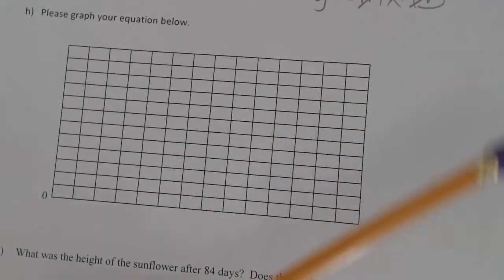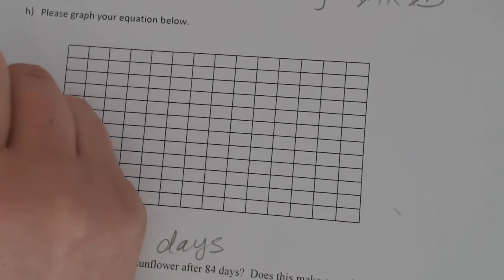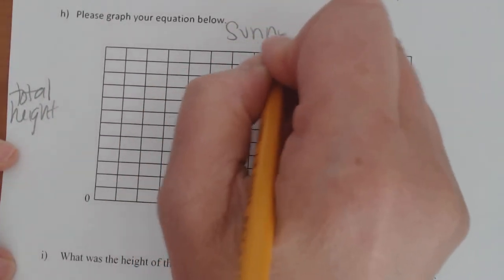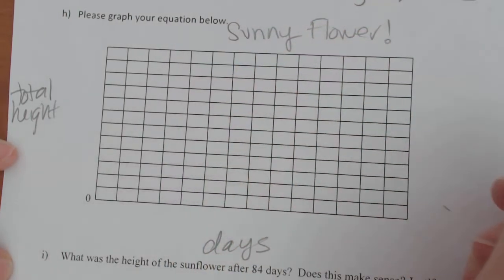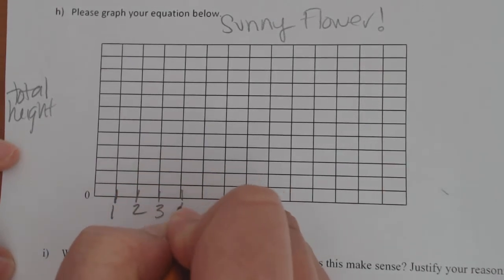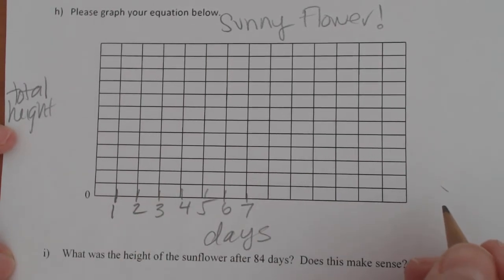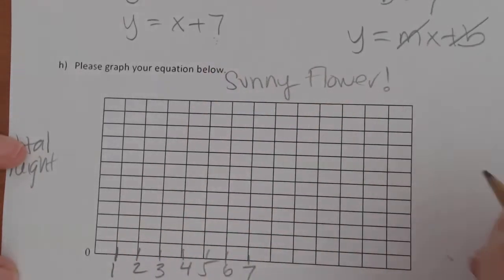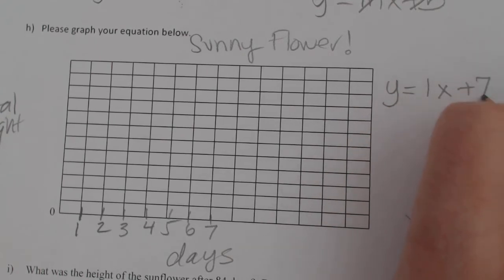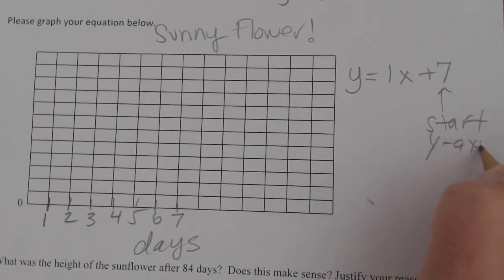Please graph our equation below. Okay, so remember, days and height. I like total height. Days and total height. There you go. And this is my, let's call it, sunny flower. Cool title. All right. So days. Let's go by ones. 1, 2, 3, 4, 5, 6, 7. And then my height. We know my height started at 7 because that was my b. This is where it starts. I'm actually going to write that down right here: y equals 1x plus 7. So this is my start. This is where I start on the y-axis.